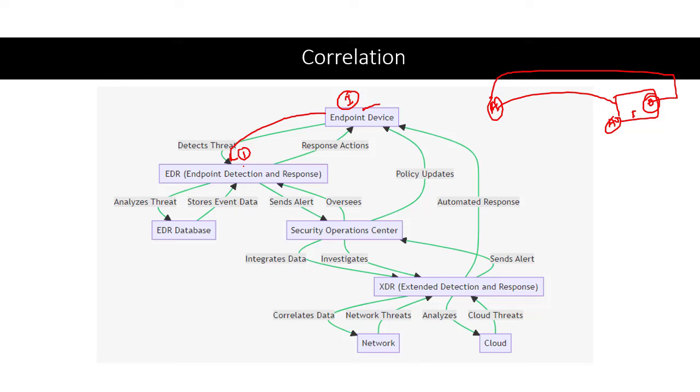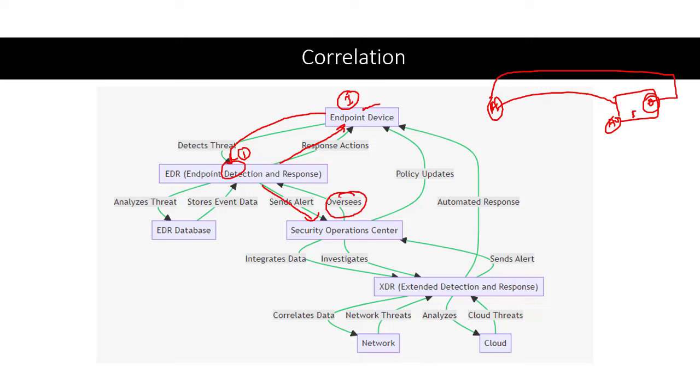So the process starts with the endpoint device detecting a threat, and the threat is then analyzed by the EDR system, which stores event data in its database. If an alert is generated and it looks like a threat, it is sent to the server. It's sent to the SOC. The EDR system also initiates a response based on a baseline, taking response action on the endpoint device.